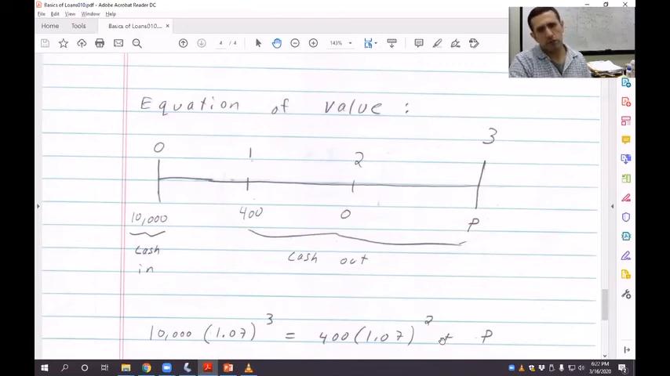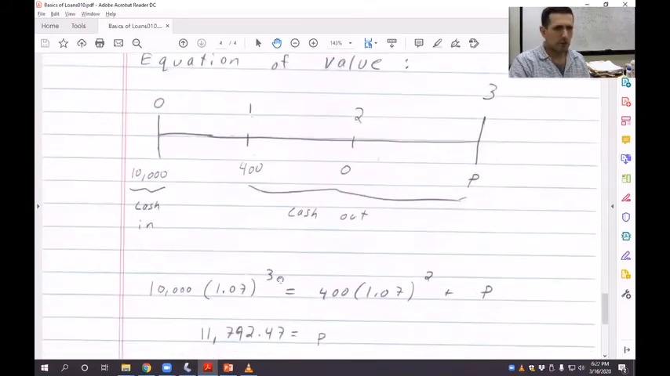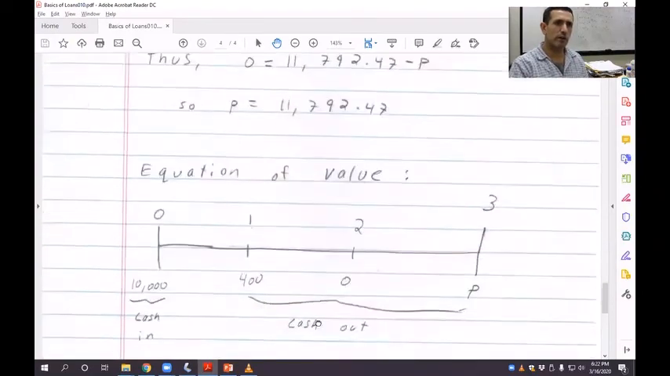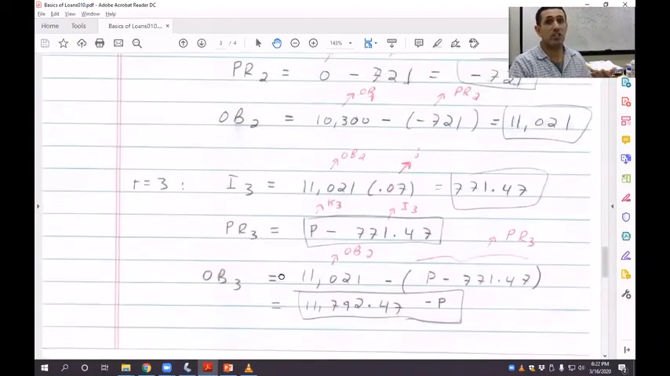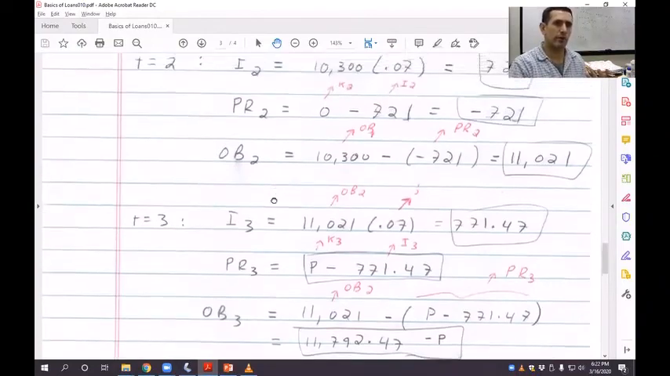I could have put a +0 here, but why bother? It's 0. So this accrues 2 years of interest. This accrues no interest. It's at the very end of the loan. So you just dump this into a calculator, take this 400 times 1.07 squared, bring it over, and you get the same thing. So yeah, two different ways of doing the same problem. And again, this is much easier and quicker, but the other method really tells you each year what's going on with the loan.